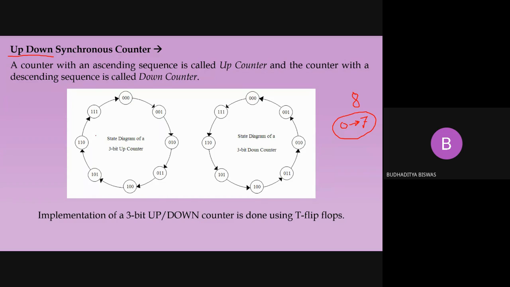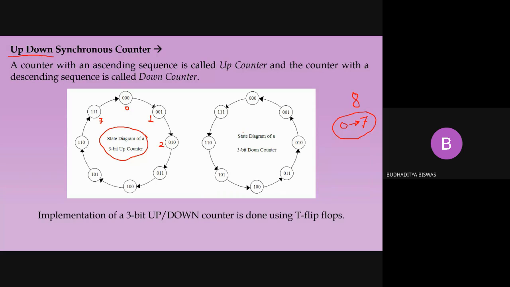So this is the state diagram for the 3-bit up counter. I think everybody is used to the state diagram. A state diagram shows the states, and from which state it goes to the next, it is shown with the help of an arrow. So this is 0. After 0, 1 will come. After 1, 2 will come. In this way, after 7, 0 will come. So this is the state diagram for the up counter.